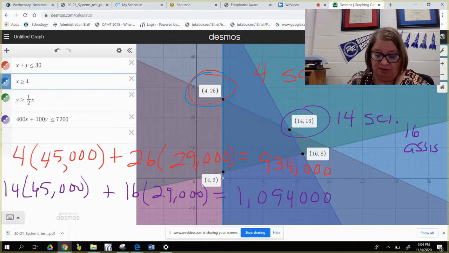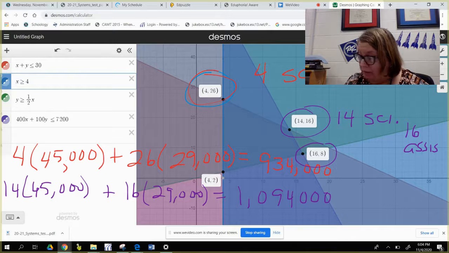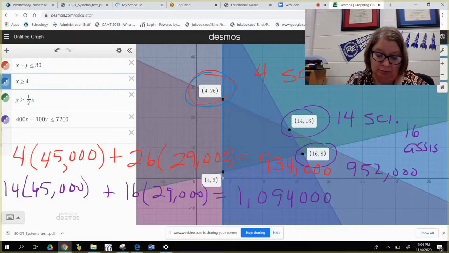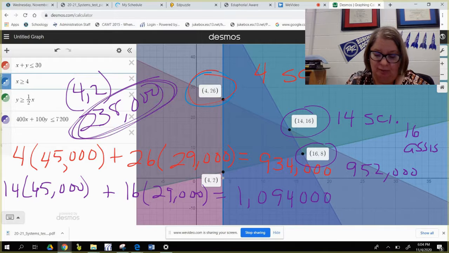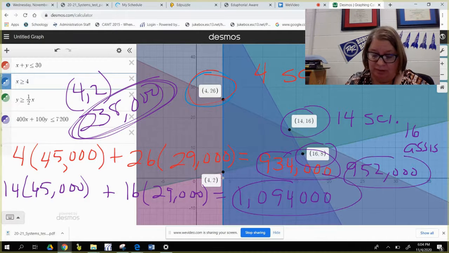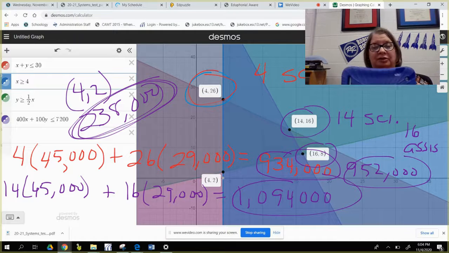Okay. You would do the same thing with (16, 8), and you would get $952,000. And you do the same thing for (4, 2), and you would get $238,000. This turns out to be your minimum because that's the lowest. What are we looking at? This number, this number, this number, and that number. $238,000 is your minimum. $1,094,000 is your maximum.